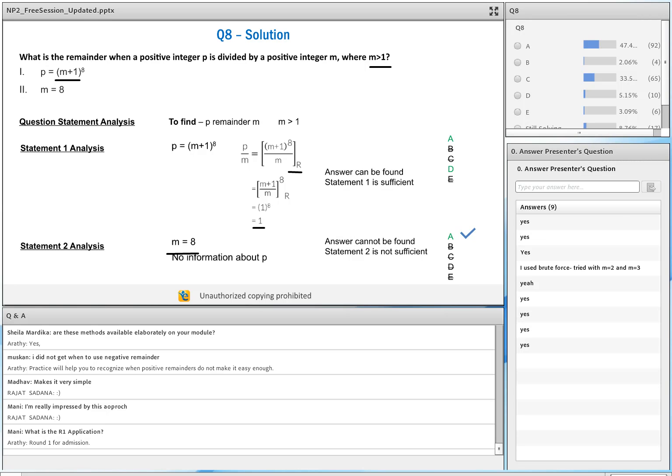Can divisor be equal to the remainder? No, if the divisor is equal to the remainder, then the remainder is 0. What's the remainder of 6 divided by 6? 0.